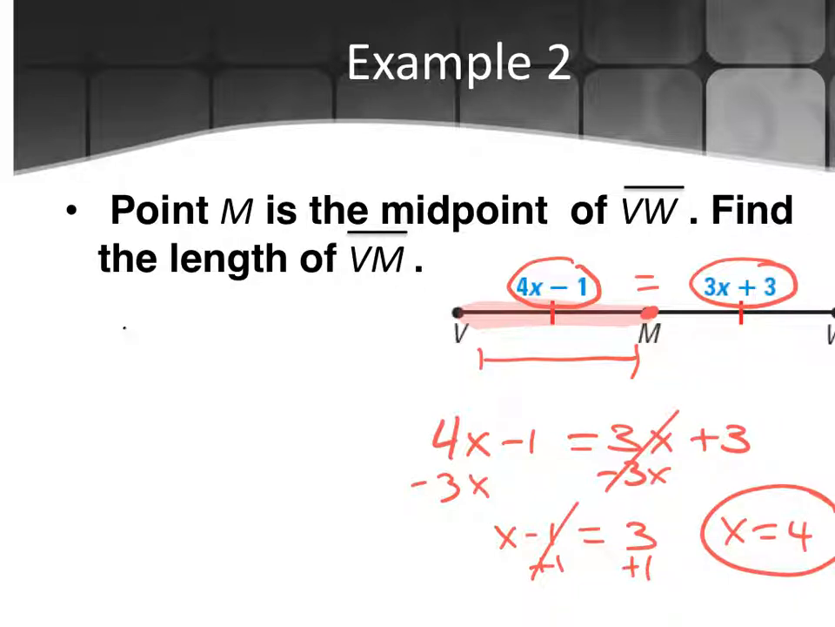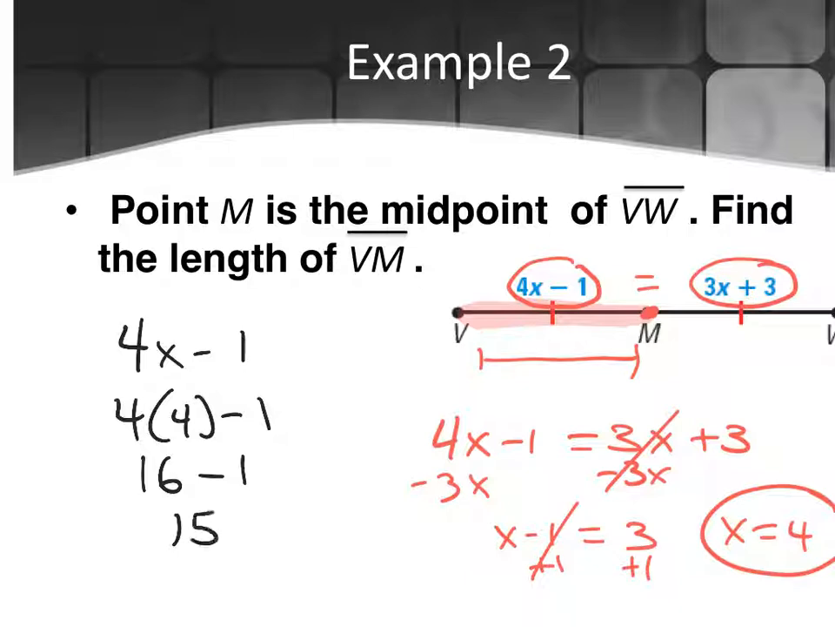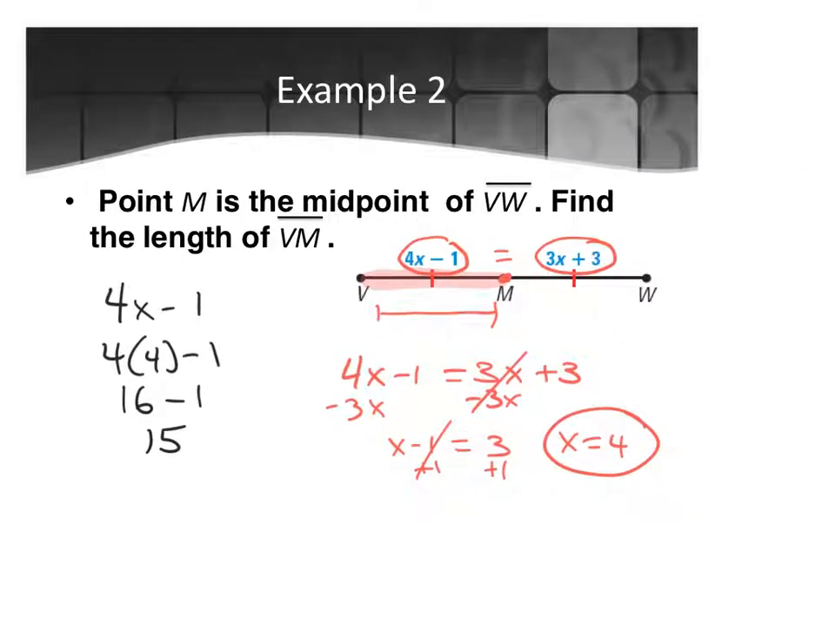Here we go. We've got 4x minus 1. And I know that x is equal to 4. So we get 16 minus 1, or 15. What if I asked you how long VW is? It would be the same. Oh, you have to add. Yeah, we'd have two of those. We'd have two 15s, so we'd have 30. So both sides are 15.